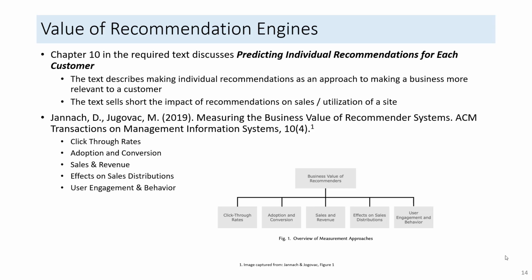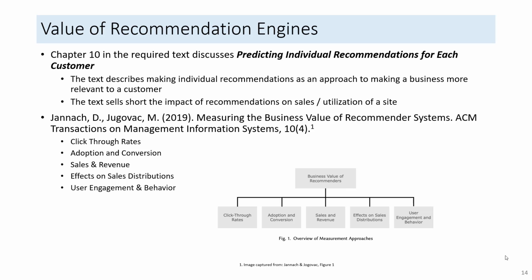The other book that I had is a mandatory book and has a discussion about predicting individual recommendations for each customer. It basically says that when you make individual recommendations, rather than generic ones, like here's the most popular things that are selling on the site today, if it's tailored toward you, then it's been shown that clearly that increases sales. And it also increases your engagement. Engagement measured on a website is measured by click-through rates and ultimately sales.